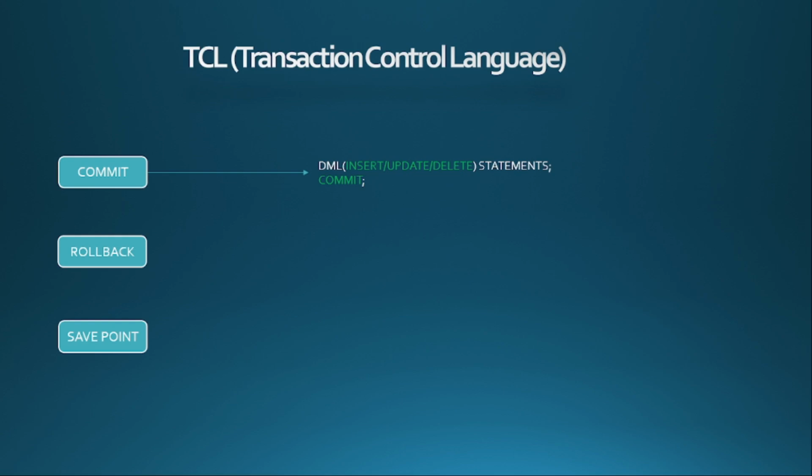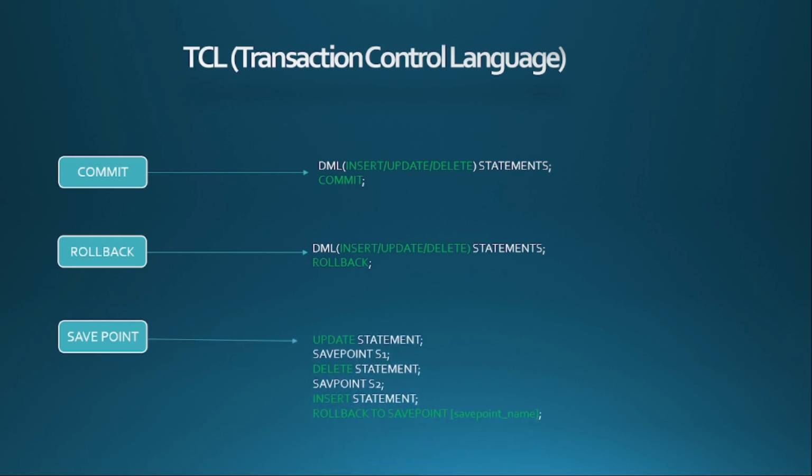Whenever we perform any DML statements, and after that we use a commit operation, it means the data will be permanently stored in the database table. What is rollback? Rollback is the operation which undoes the changes made by the current transaction. It means whenever we perform DML statements, insert, update or delete, and we want to revert the changes back to the original state, that time we will use the command rollback.